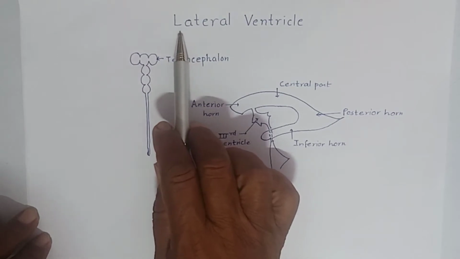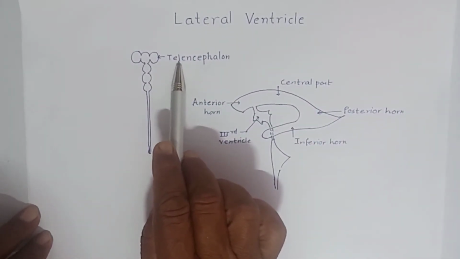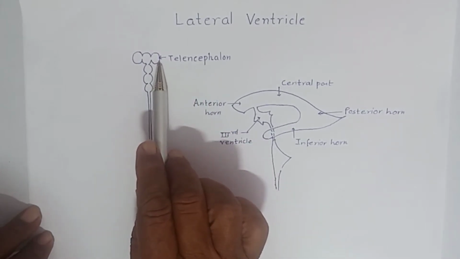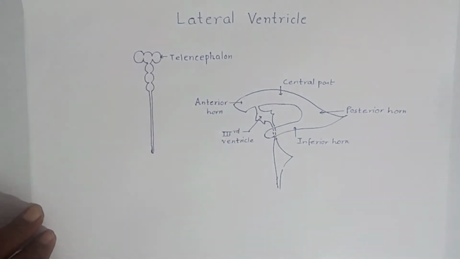Namaskar. Today we will see lateral ventricle. Lateral ventricle is cavity of telencephalon. The telencephalon gives rise to cerebral hemisphere, and cavity of cerebral hemisphere is lateral ventricle. As there are two cerebral hemispheres, there are two lateral ventricles, right and left.